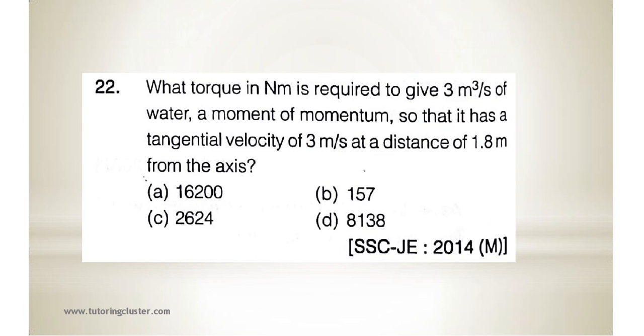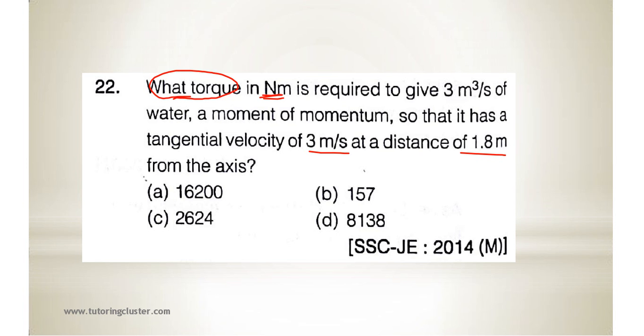Next, what torque in Newton meter is required to give 3 meter cube per second of water a moment of momentum, so that it has a tangential velocity of 3 meters per second at a distance of 1.8 meters from axis. So what we have to calculate? We have to calculate the torque, in Newton meter.